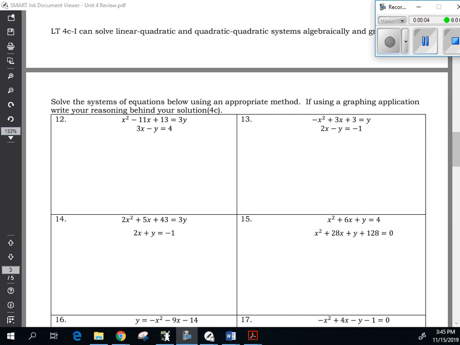We are doing solving systems. I am going to just do a couple of systems problems out of practice. So I'm going to do number 1, and I'm going to do number 13 and 15 algebra. So I'm going to start with 13 and 15.